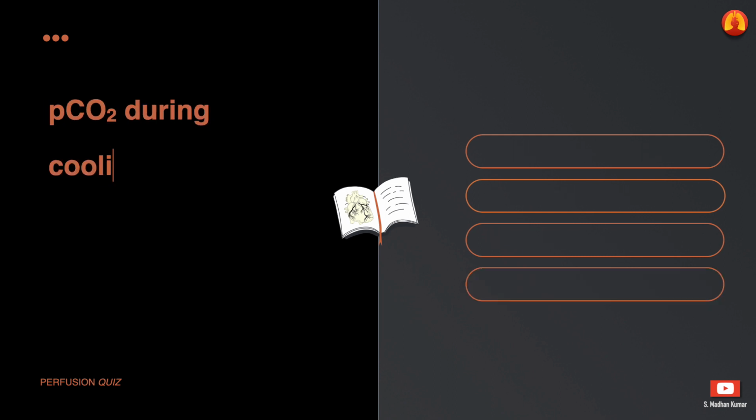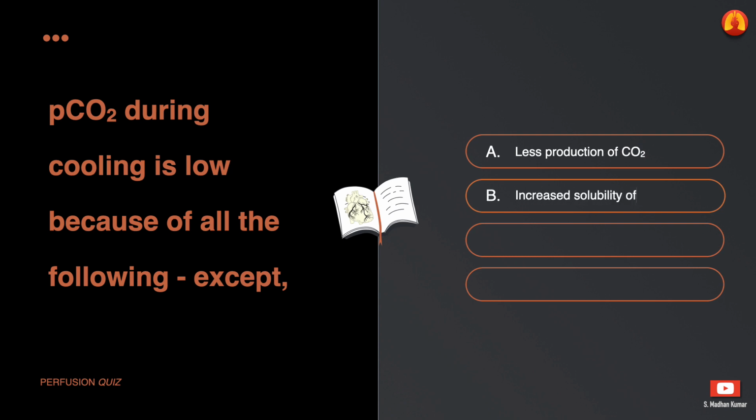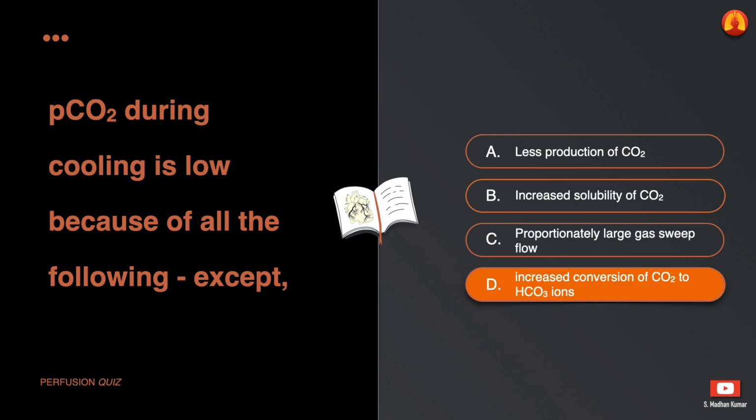PCO2 during cooling is low because of all the following, except A. Less production of CO2. B. Increased solubility of CO2. C. Proportionately large gas sweep flow. D. Increased conversion of CO2 to HCO3 ions. The correct answer is increased conversion of CO2 to HCO3 ions.